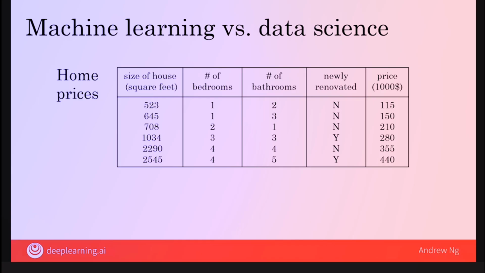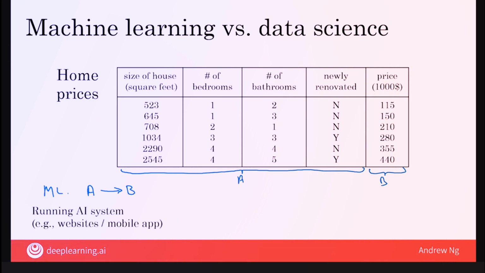Let's get started. Let's say you have a housing data set like this with the size of the house, number of bedrooms, number of bathrooms, whether the house is newly renovated, as well as the price. If you want to build a mobile app to help people price houses, so this would be the input A and this would be the output B, then this would be a machine learning system. In particular, it'd be one of those machine learning systems that learns input to output or A to B mappings.